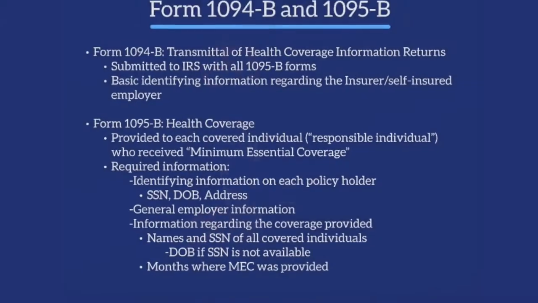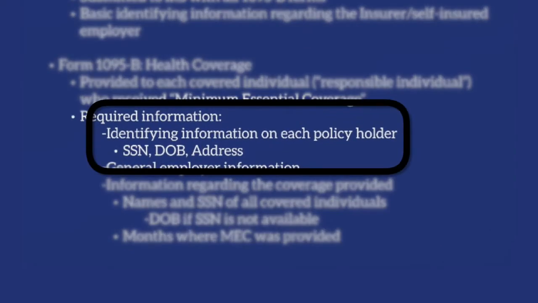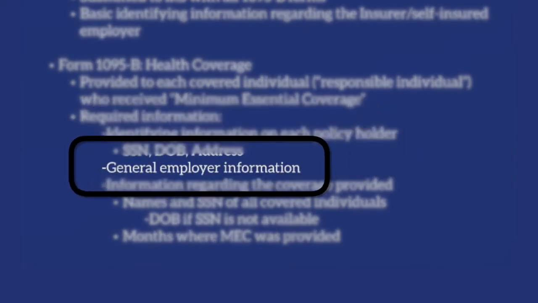Second, you have Form 1095-B. This is the health coverage form. This must be provided to each responsible individual who received the minimum essential coverage. The required information on this form includes some of the following on the slide here, but identifying information about each policyholder, general information about the provider of the coverage.